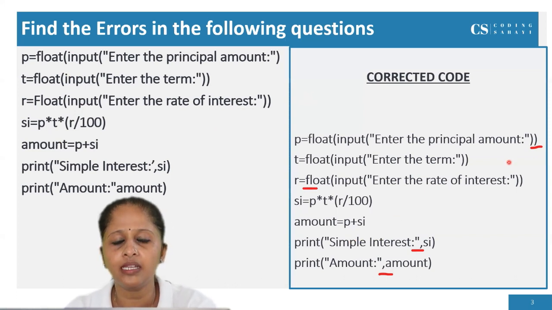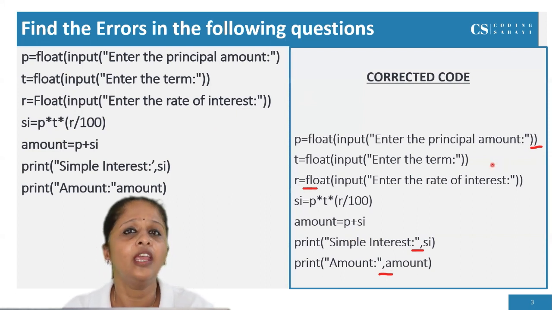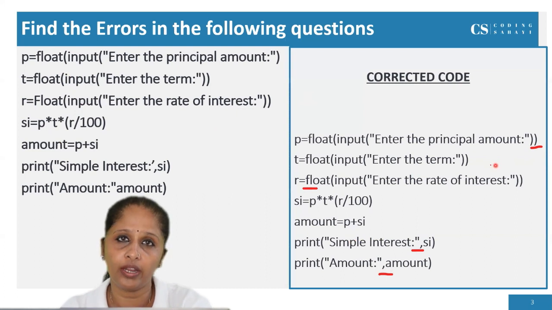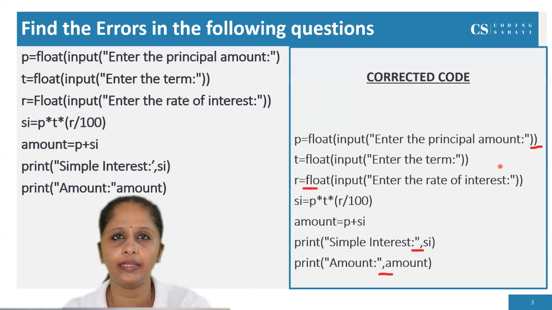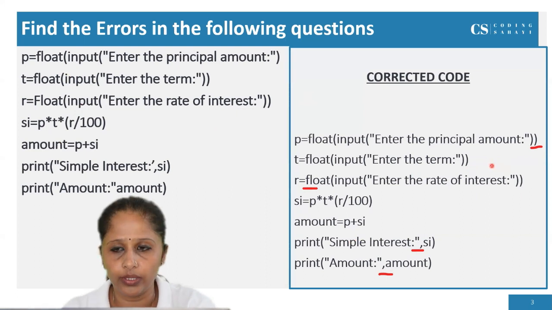So that is a must. Most of the time it is asking for 2 marks, and if it is for 2 marks then you can expect 4 errors. At least 4 errors will be there. It depends on the question. Okay. So let's see another question.